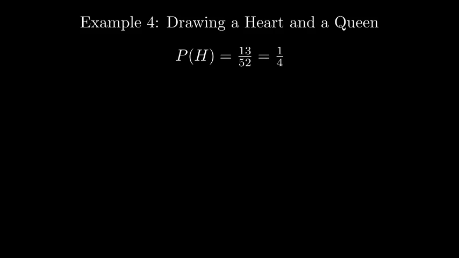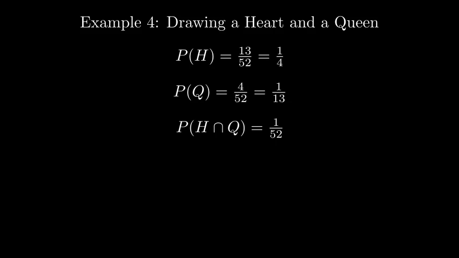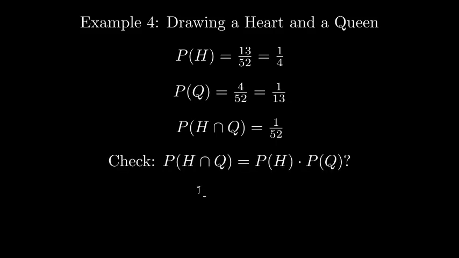There are 13 hearts in the deck, so the probability of drawing a heart is 13 out of 52, which simplifies to 1/4. There are 4 queens in the deck, so the probability of drawing a queen is 4 out of 52, or 1 out of 13. The intersection, H intersect Q, is the event of drawing a card that is both a heart and a queen. There's only one such card, the Queen of Hearts. So the probability of the intersection is 1 out of 52. Now for the test. Does 1 over 52 equal 1/4 times 1 over 13? Yes, it does. So the events of drawing a heart and drawing a queen are independent.